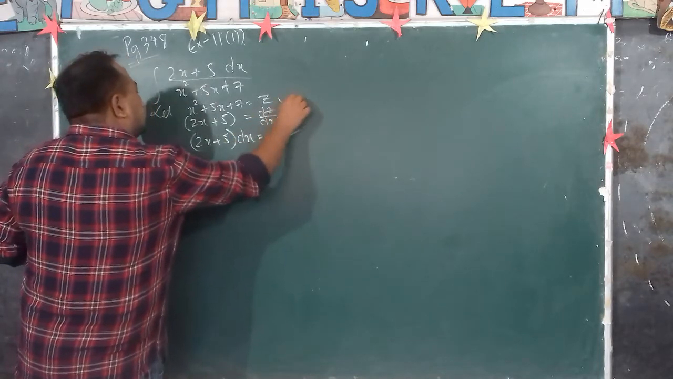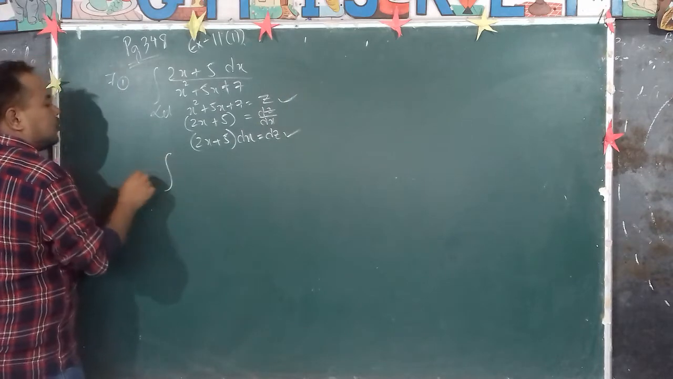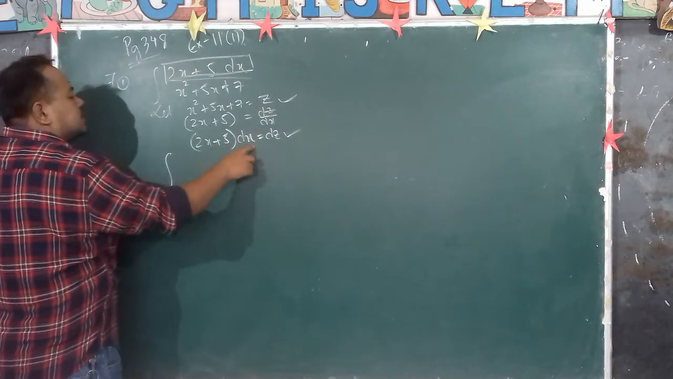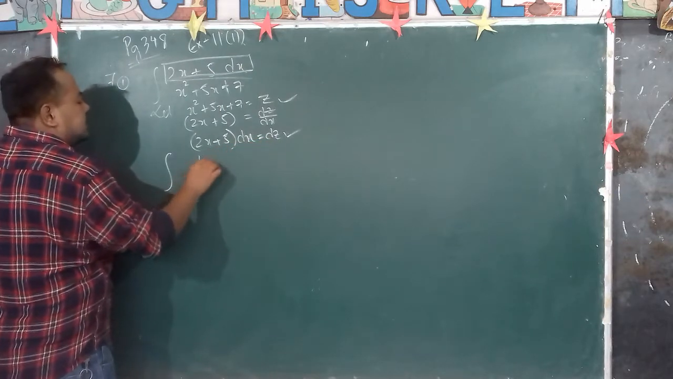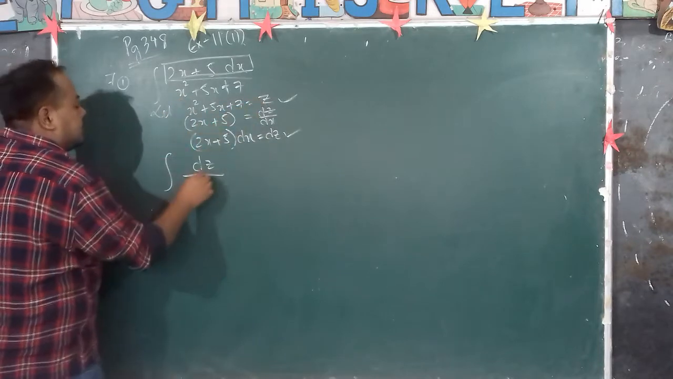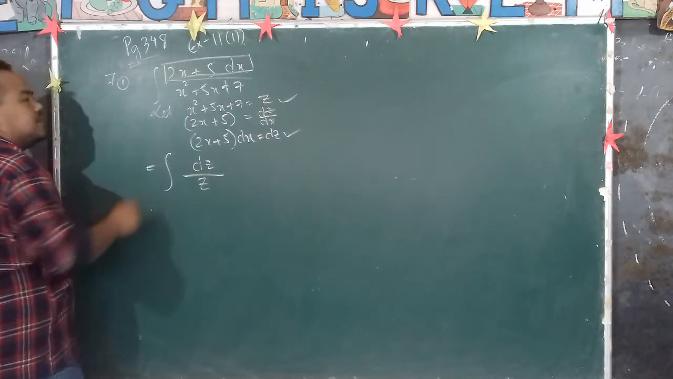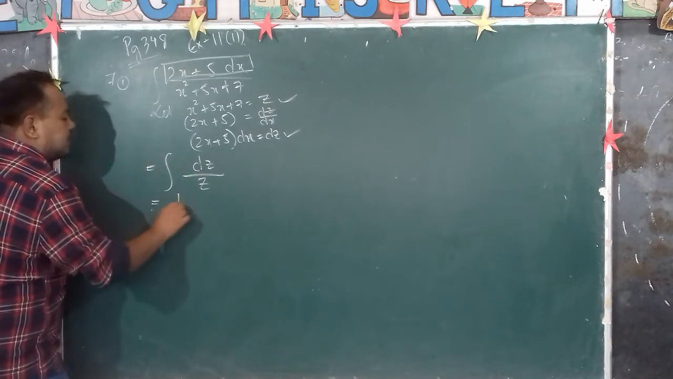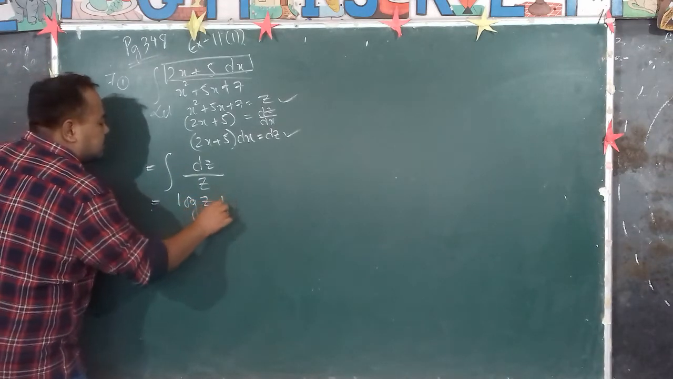The last and the first substitution is very important. So instead of this (2x plus 5) dx, I can write dz, divided by, instead of x square plus 5x plus 7, I can write z. Don't you see that this has been converted into the standard form? So what is integration of 1 by z? It is nothing but log z plus c.